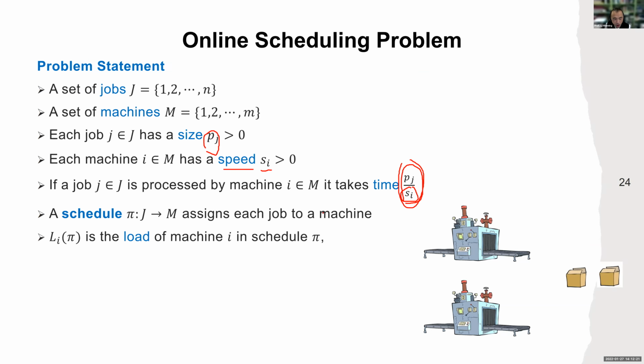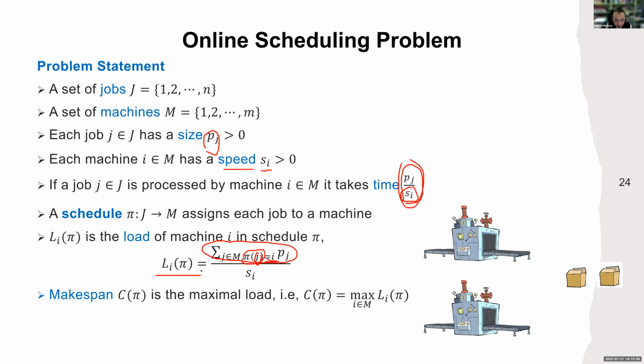Then Li of pi is the load of machine i for schedule pi. And what's a load? Load is all the jobs assigned to machine i. So pi of j equals i means job j's machine is i. Pi is a function; pi maps jobs to machines. So if j's machine is i, then I add up all these Pj, and divide by the speed of machine i. It will be my load. It means how much time machine i needs to finish all these jobs assigned to it.